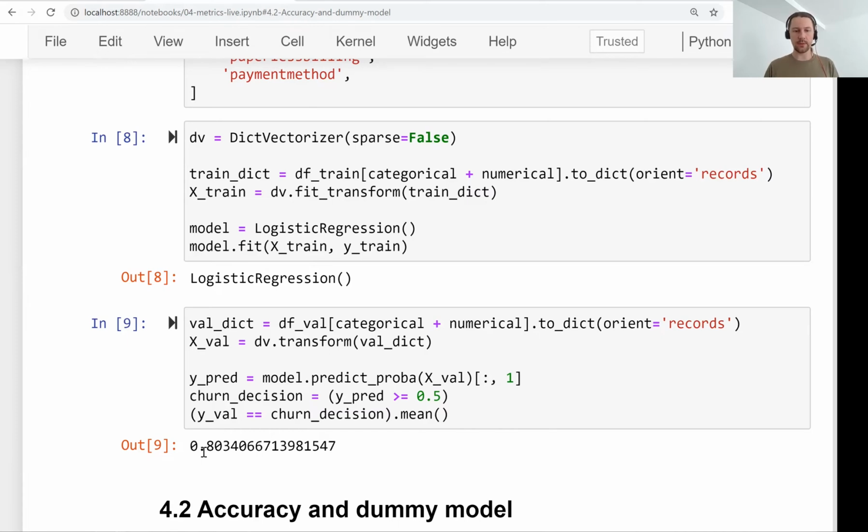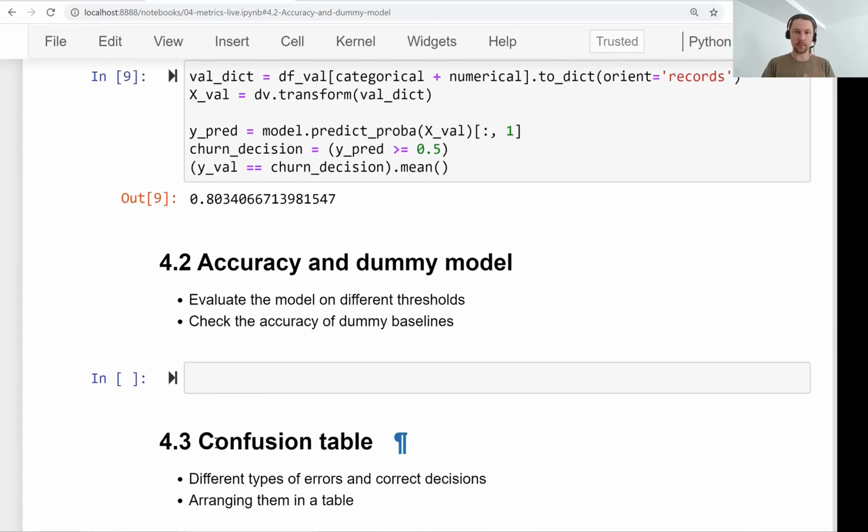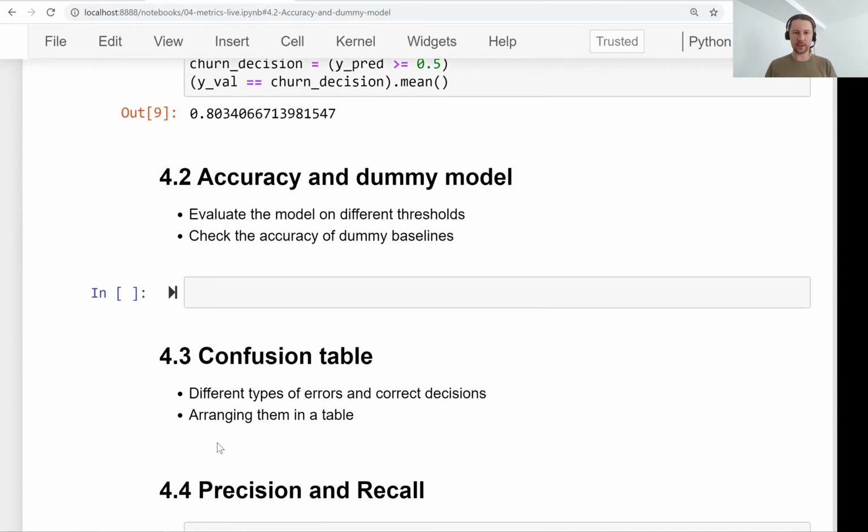And in this week, as I said, we will look at this number, accuracy, and compare it with a baseline model and see how good this number is. It will answer the question if 80% is good or not. Then we will look at different types of errors. With accuracy, we look at all predictions, correct and incorrect, but we will look at different types of errors, different types of correct decisions.